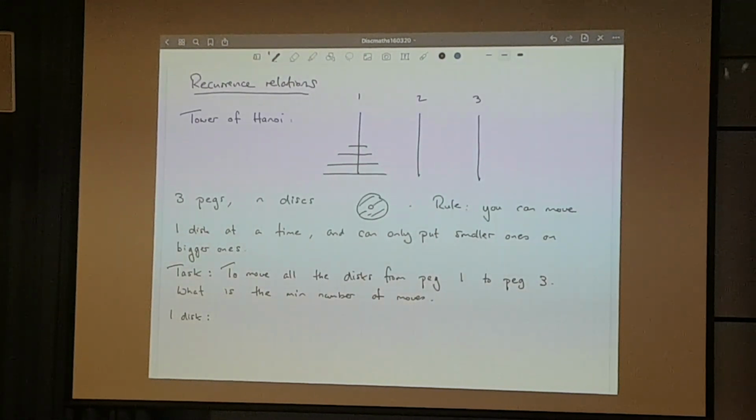1. 2 discs? 2? Yeah, because we can move... no, it's 3, right? Because we have to take the smaller disc. We can't put it on 3, so we put it on 2. Then we put the bigger disc on 3, and then we move the smaller disc from 2 to 3. So it's 3.